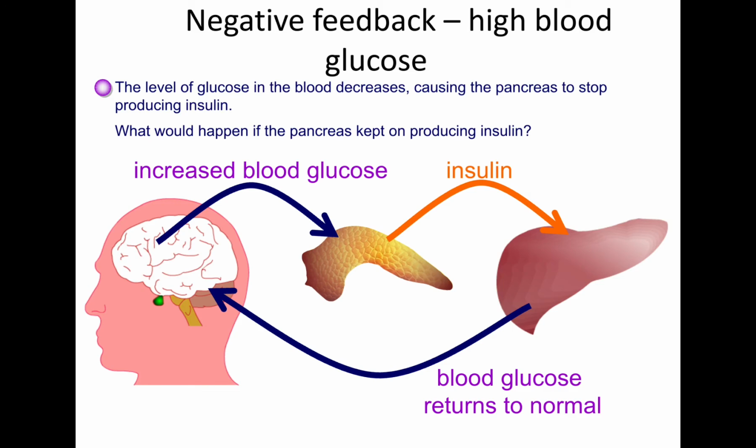So it's important to think, what would happen if the pancreas kept producing insulin? What would happen to the glucose in our blood? And what would happen if all of the glucose in our blood was converted to glycogen? What are the effects on your body?